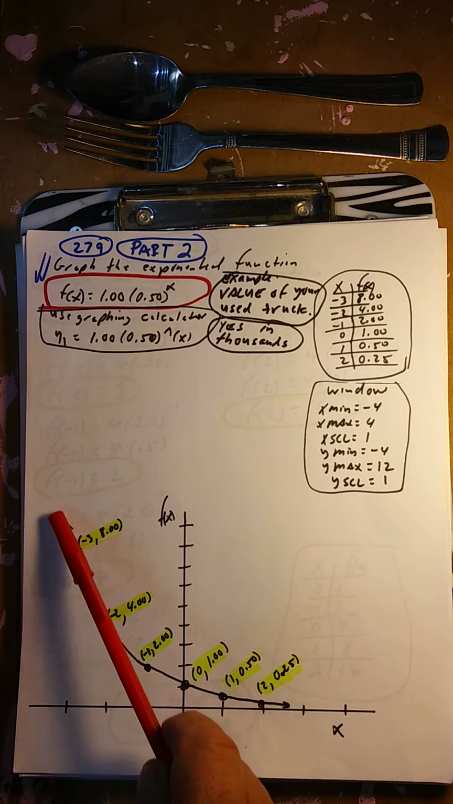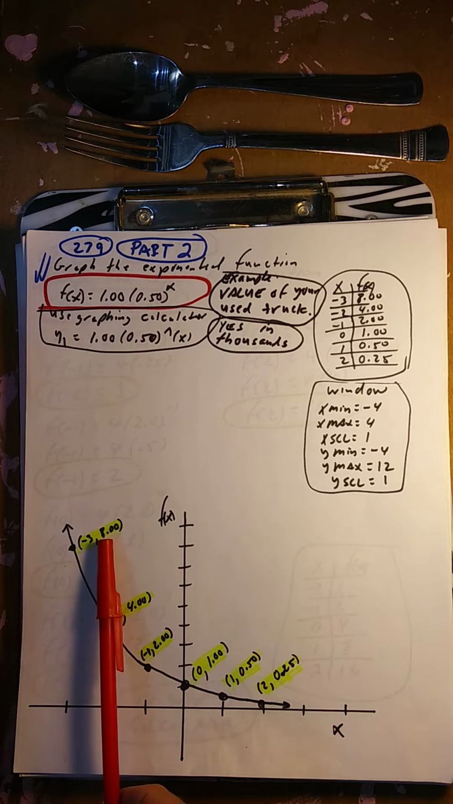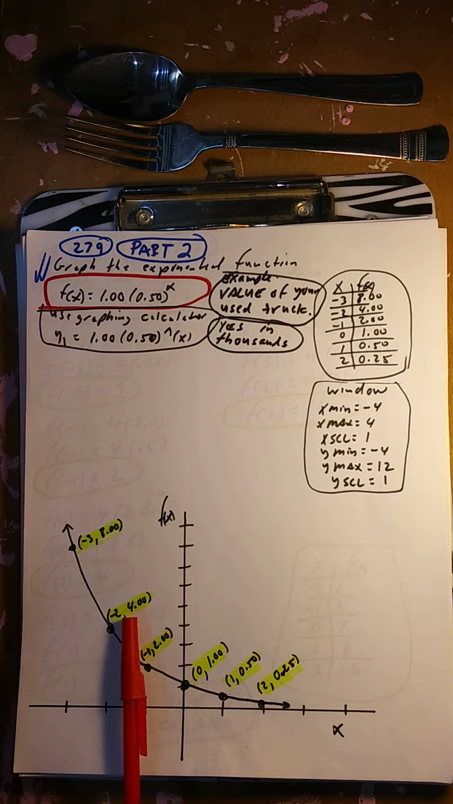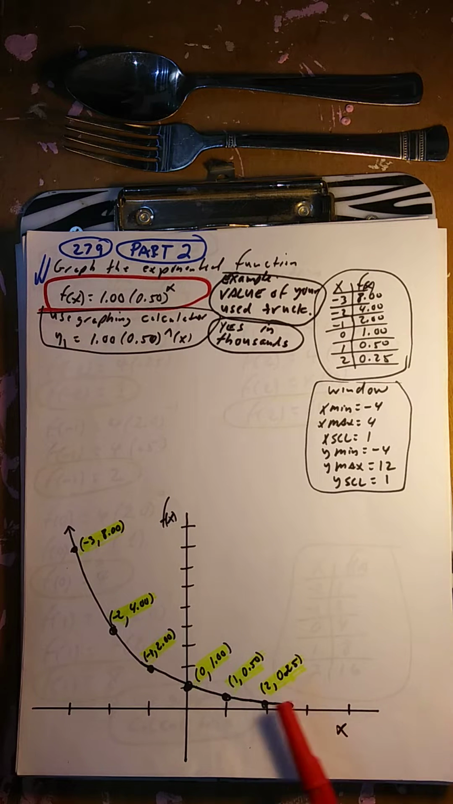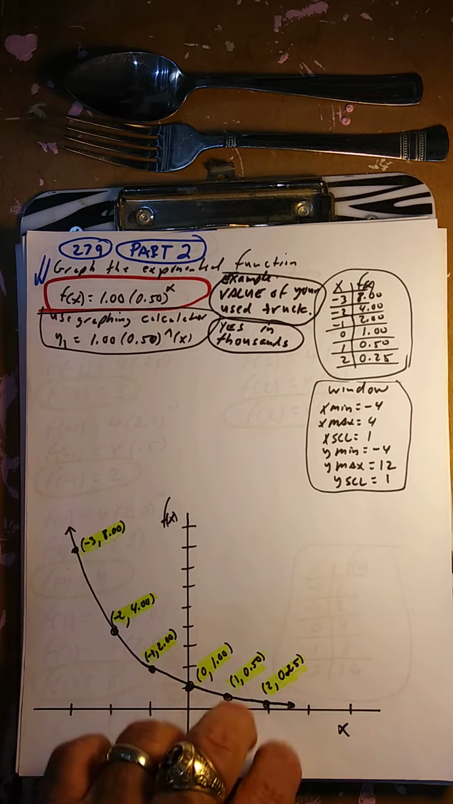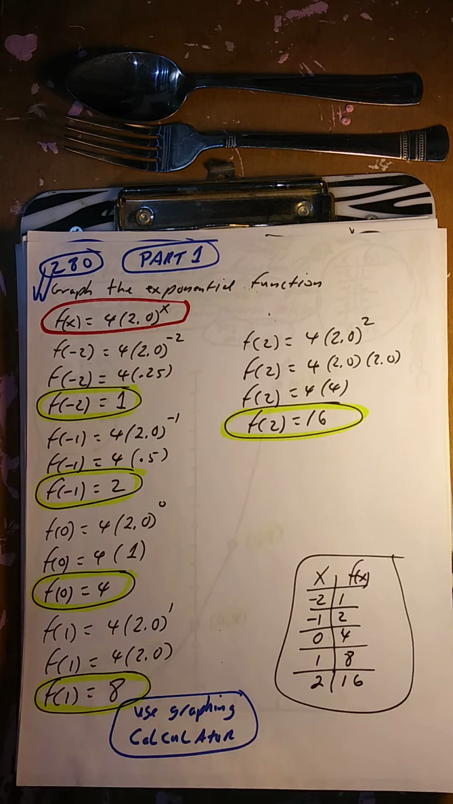It goes like this. Decreases. What is the example? Example, value of your used truck, in thousands of dollars. You bought it for $8,000. Then it's worth $4,000, $2,000, $1,000, $500, $250, and so on to no value, I guess.